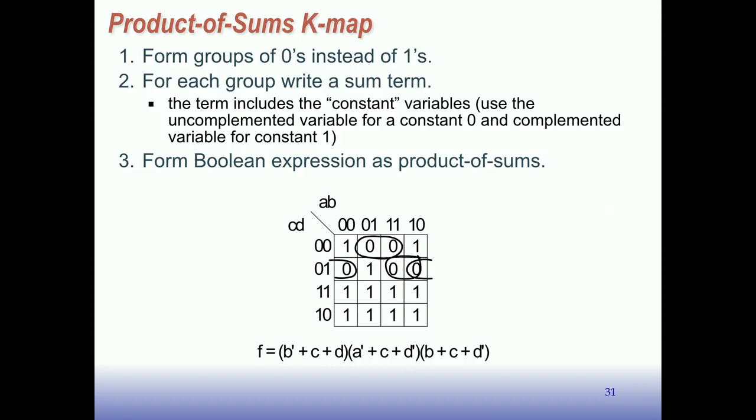Here's some function here. Now, if you look at this function, it has a lot of 1s and very few zeros. So you would guess that maybe the sum of products form is going to be more compact than the product of sums form.